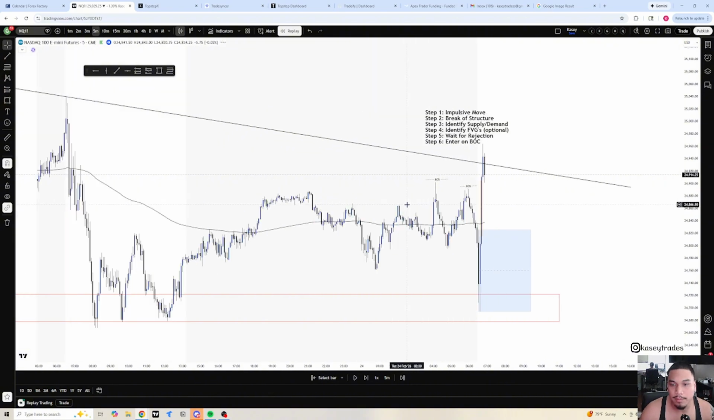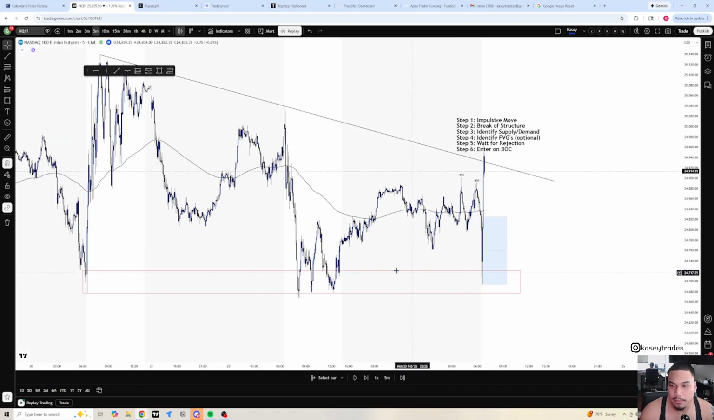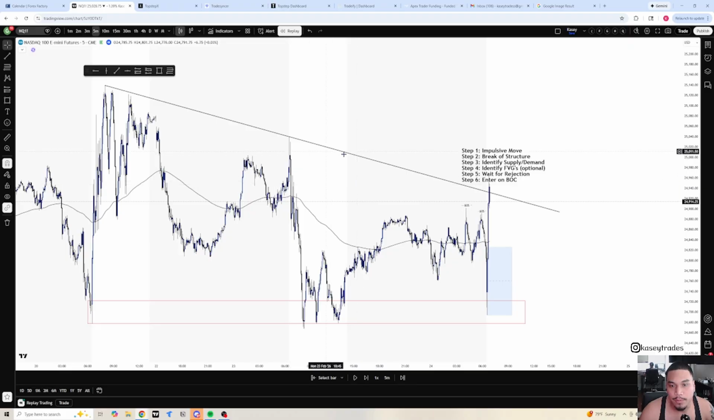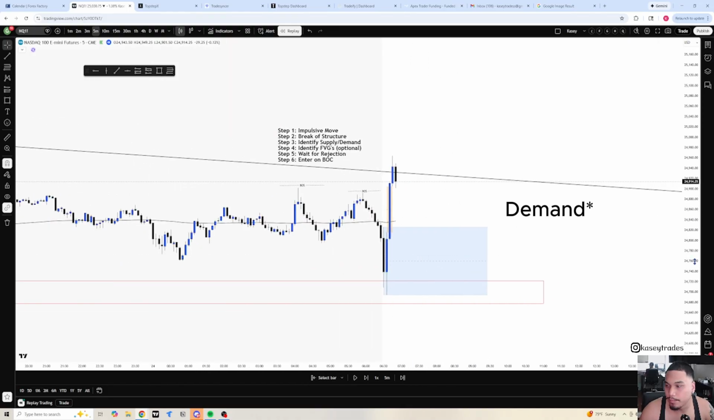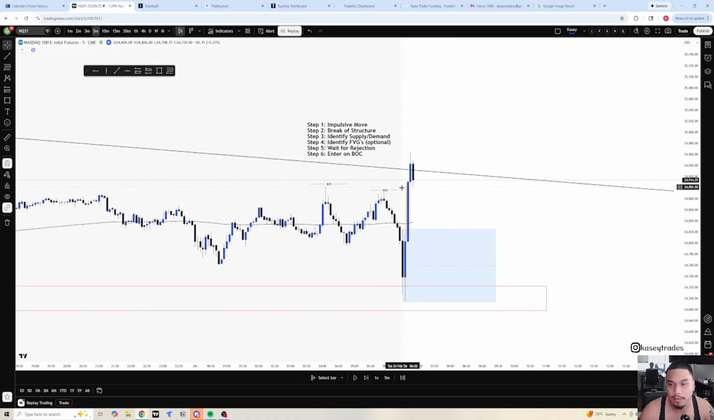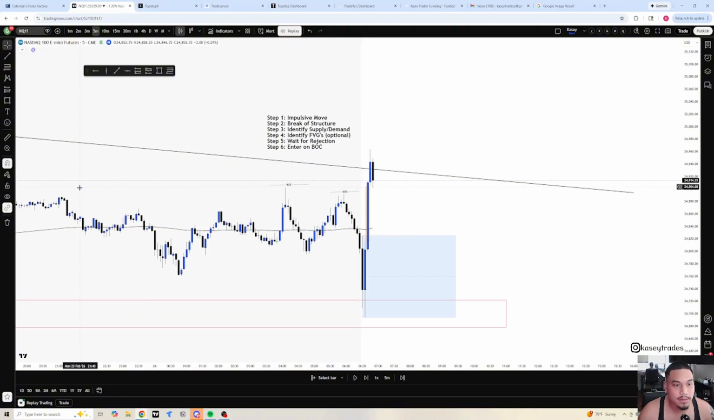So I'm hoping, after seeing the bounce off of this support, pushing up to this trend line, that we can get a push, or hopefully a rejection off of this trend line to push back down to the supply, because we have steps 1 through 4. So now I'm just waiting to see if we get that rejection.